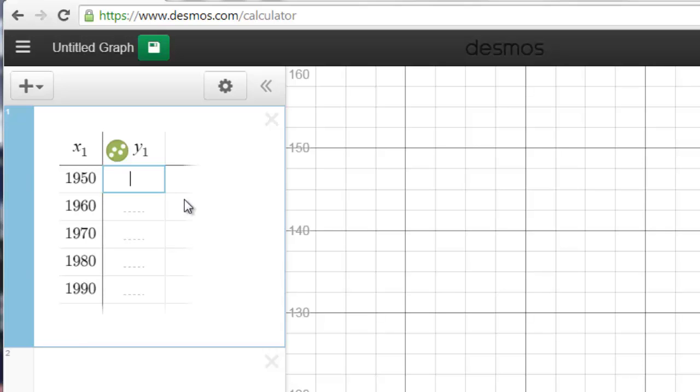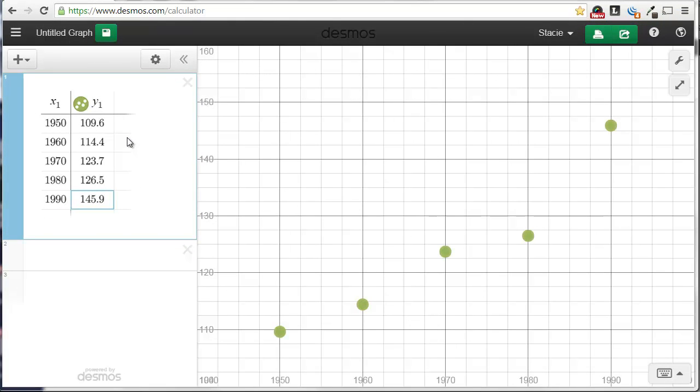And our 1950 data was 109.6. 1960 for that decade was an average of 114.4. 1970s average was 123.7 pounds of sweeteners. 1980s is 126.5. The 1990s was 145.9. And it nicely plotted those points for us. So the next step is to figure out what our line of best fit is going to be.